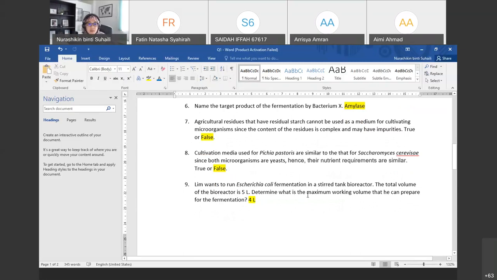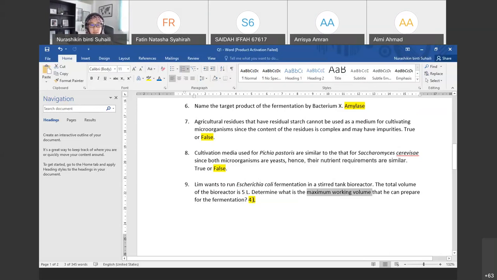Determine what is the maximum working volume. So here, I said maximum working volume. The ideal working volume should be 80% of the total volume of the platform. The 5 liter bioreactor here is the total volume of the bioreactor system. So the working volume should be maximum 80%. So 80% out of 5 liter is 4 liter.